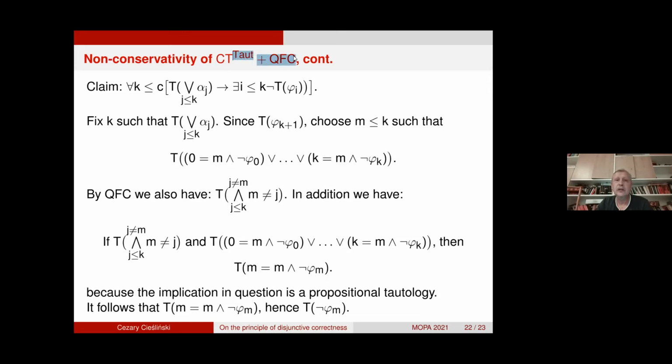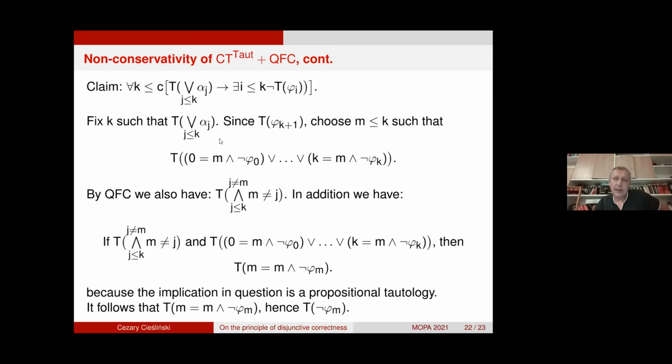Because in this part we use these assumptions: propositional tautologies are true, and quantifier-free correctness. So for this claim, we argue that if this disjunction is true, then one of the guys below, up to k, must be false. Together with the previous point, it produces a contradiction, ending the proof.